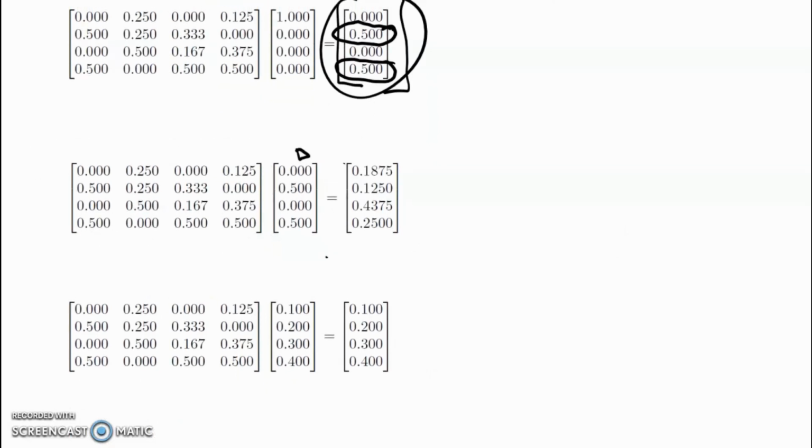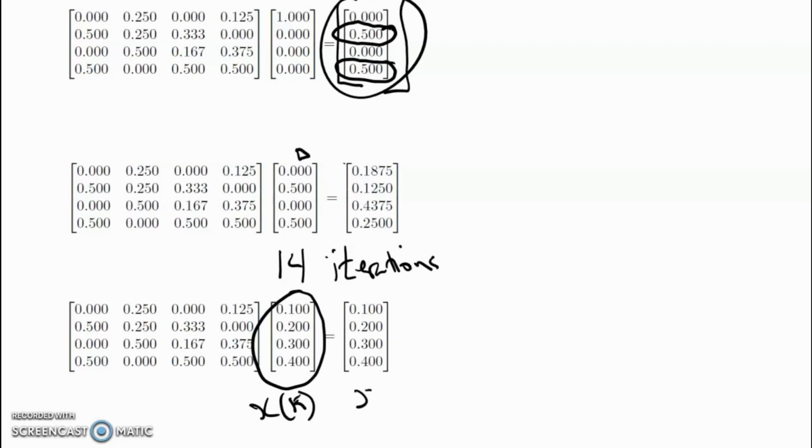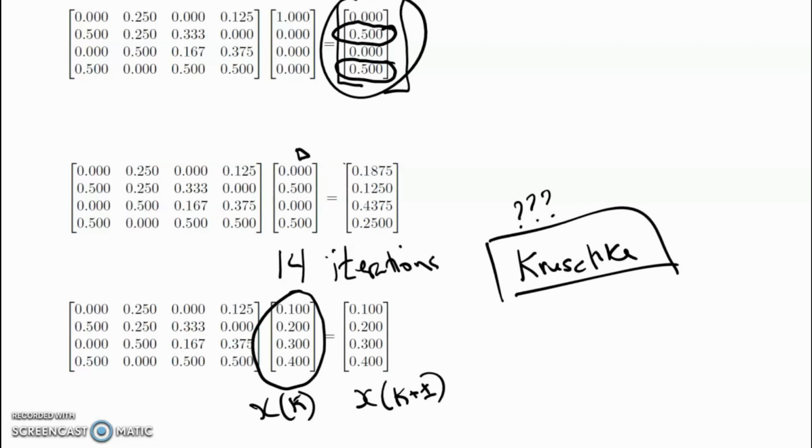But what happens in a simple system like this is that relatively quickly, after as few as 40 iterations, things settle down. Things settle down so that the value of the state vector at time k is equal to the value of the state vector at time k plus 1, and equilibrium has been achieved. Why this happens isn't particularly obvious to me, but Kruschke provides an explanation if you're interested in that.